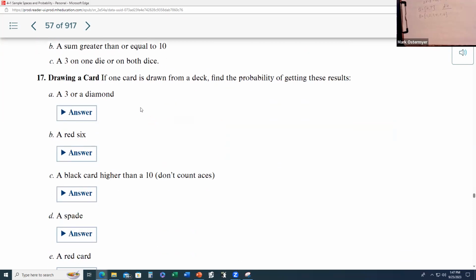Okay, ladies and gentlemen, let's try this one here. Number 17, if one card is drawn from a deck, find the probability of getting these results. We're assuming it's a standard deck of cards, but it's been well randomized, well shuffled. And so we're going to use the equal likelihood way of computing the probability in the sense that any card drawn has an equal chance of being selected. What's the probability of selecting a 3 or a diamond?